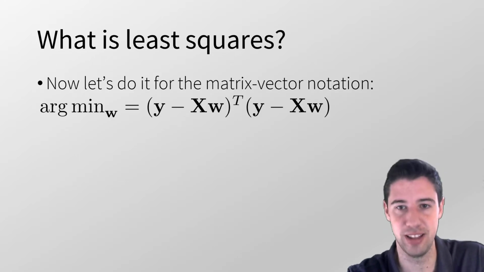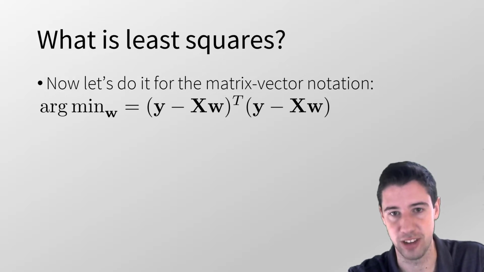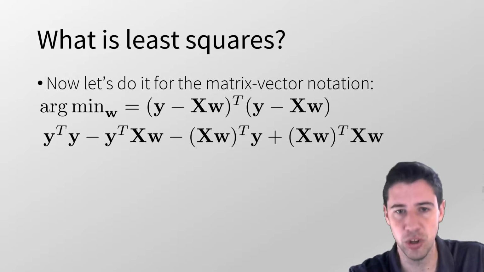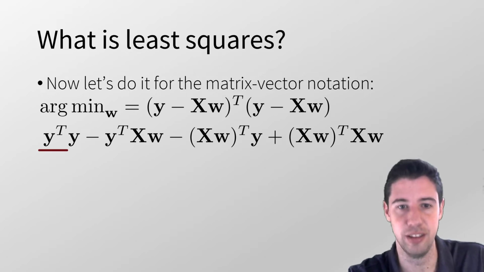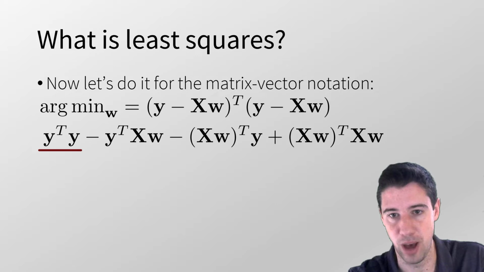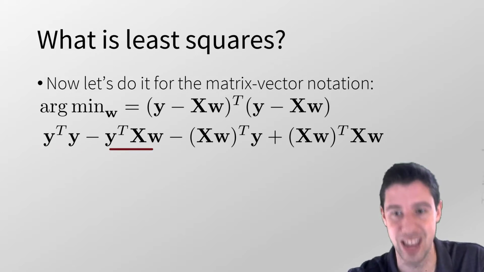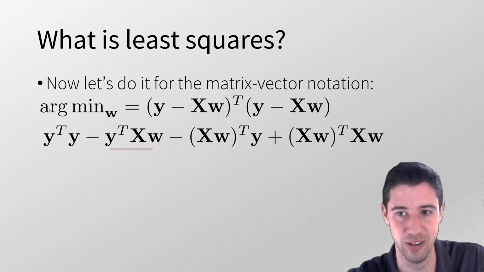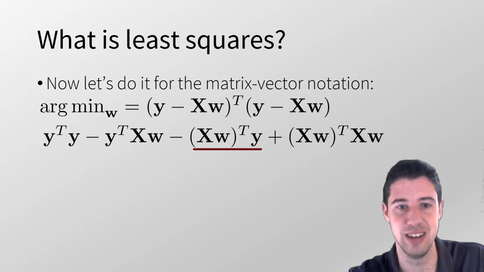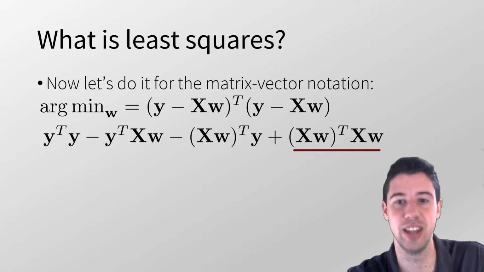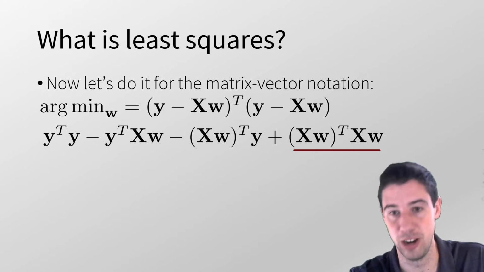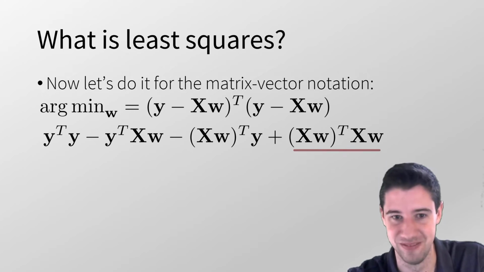So now that we understand the scalar case of how to solve for the weights, let's return to the matrix vector case. Similar to the scalar case, the first thing that we will do is expand all of the terms. The first term will give us y transpose y. The outer term will give us negative y transpose xw. The inner term will give us negative xw quantity transpose times y. And the last term will give us xw quantity transpose xw.